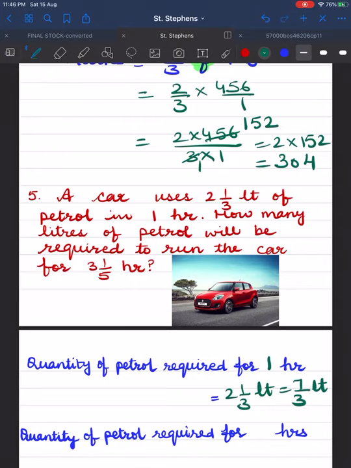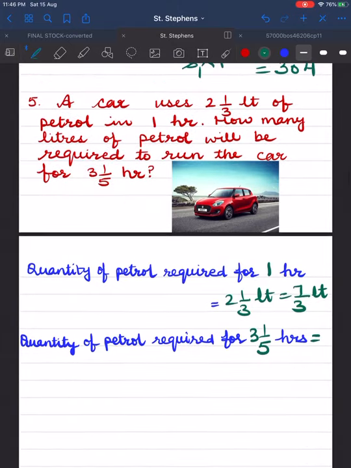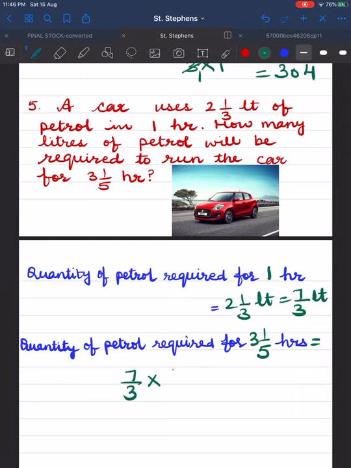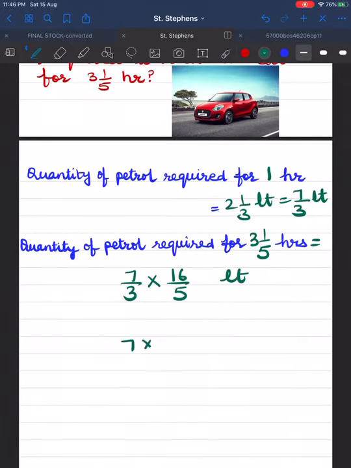Now quantity of petrol required for 3 1 on 5 hours is equal to 4 on 3 into, let's convert 3 1 on 5 into improper fraction. So we get 16 upon 5 liters. Now let's rewrite. So 4 into 16 upon 3 into 5. Now there is no common factor, so let's multiply numerators. We get 64 upon 15 liters.